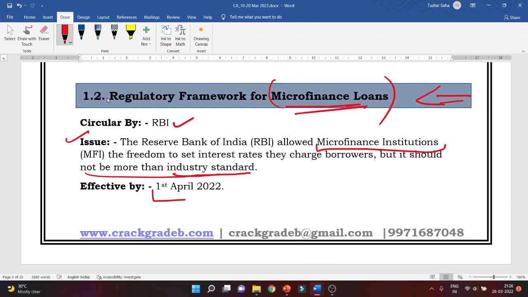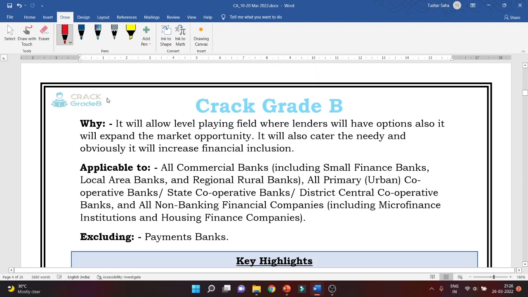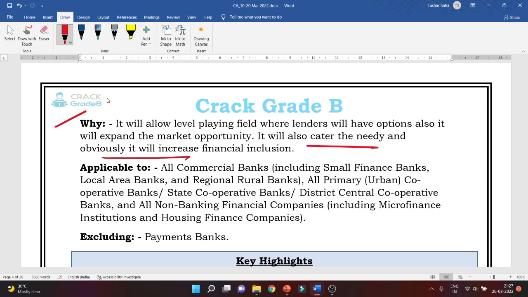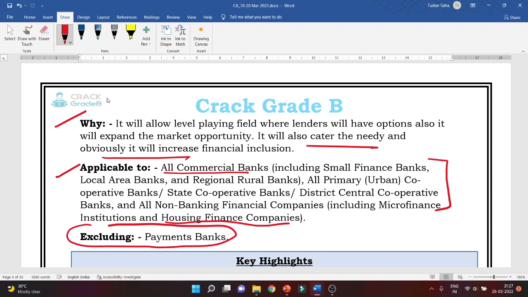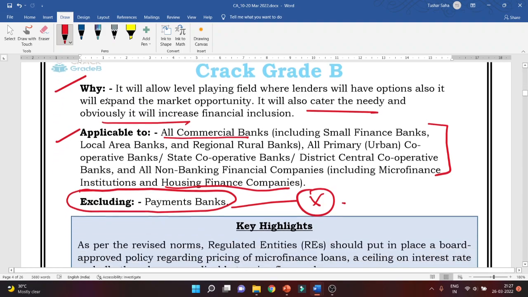Now, this will come into effect from 1st of April 2022, from the new financial year. Very important. Why has this been done? It will allow a level playing field where lenders will have options. It will also expand the market opportunity, cater to the needy, and obviously increase financial inclusion. It is applicable to all commercial banks, including small finance banks. You can read it as all banks and NBFCs, including microfinance institutions and housing finance companies, but excluding payment banks. So it is applicable to everyone else.